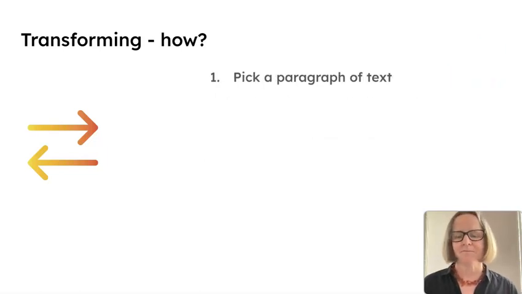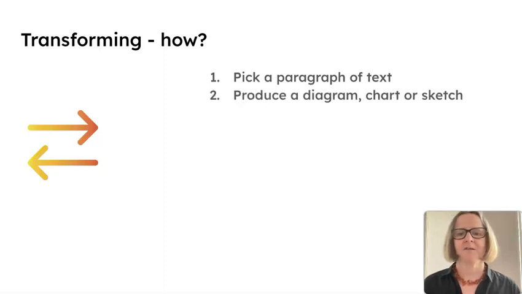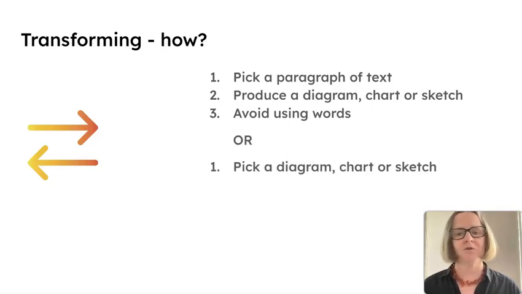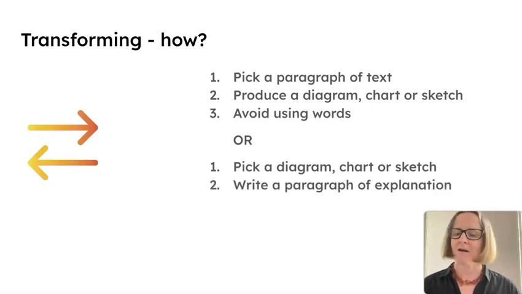So step 1, you need to pick a paragraph of text. Step 2, you have to produce a diagram, chart or sketch that represents what is written in the paragraph. And step 3, you've got to avoid using words in your diagram, chart or sketch. Or you could go the other way round. Pick a diagram, chart or sketch and write a paragraph of explanation about it.